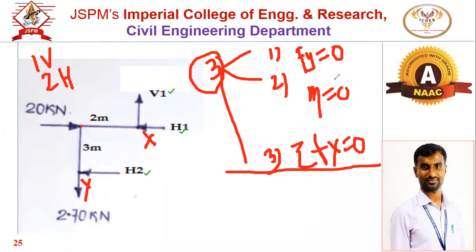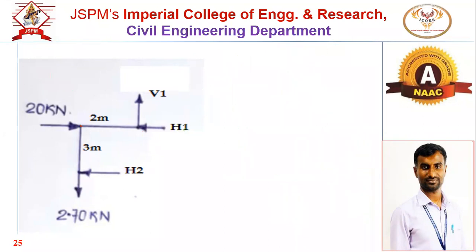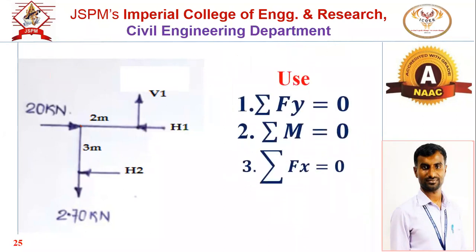So in the cantilever method, fy, moment, fx. In the total method, fx, moment, fy. This is the change. This sequence you have to consider. So in the cantilever method, use summation fy equal to 0 first. Secondly, summation of moment either at this point or at this point equal to 0. Then last summation fx equal to 0.